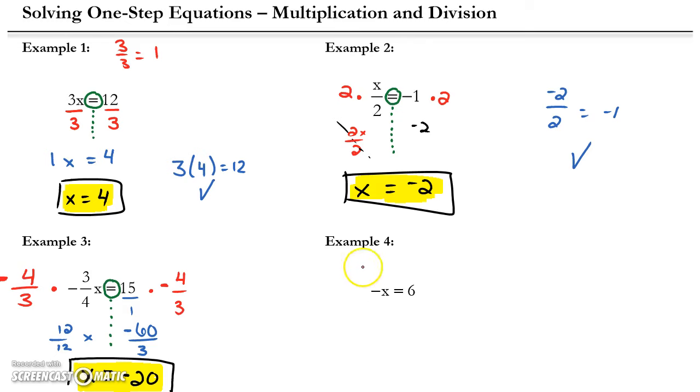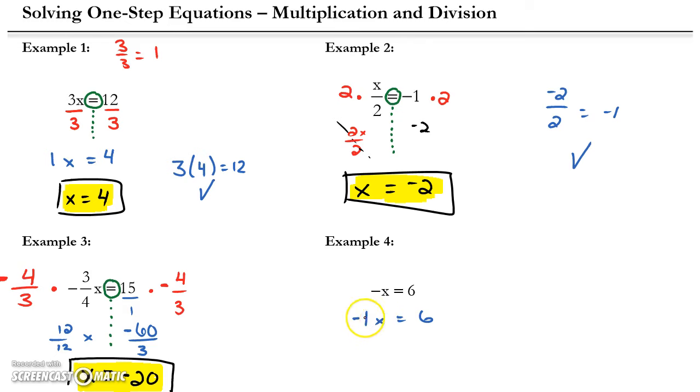Example 4 goes along with the fact that in examples 1, 2, and 3, we wind up with this 1 in front of our x, because this is not just -x. This is really saying -1x equals 6. There is that implied 1 in front of your x there when there is no number, and since there's a negative sign, it's actually a -1. So now it becomes a problem very similar to example 1.